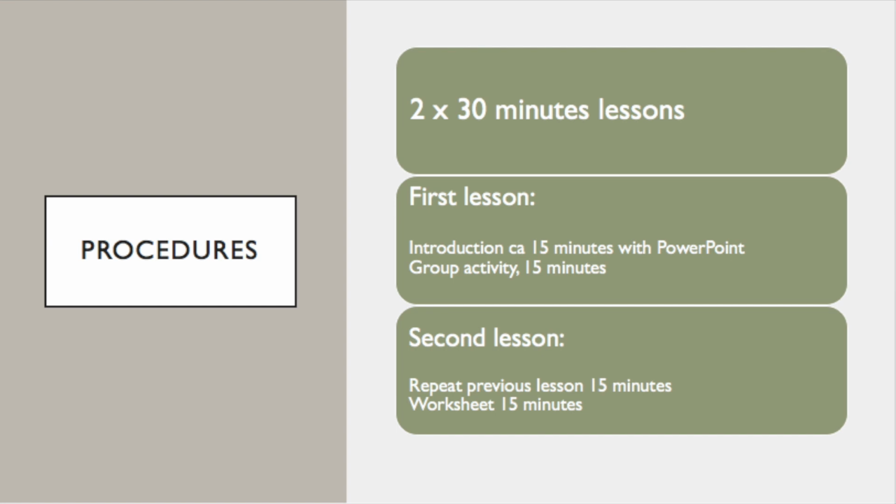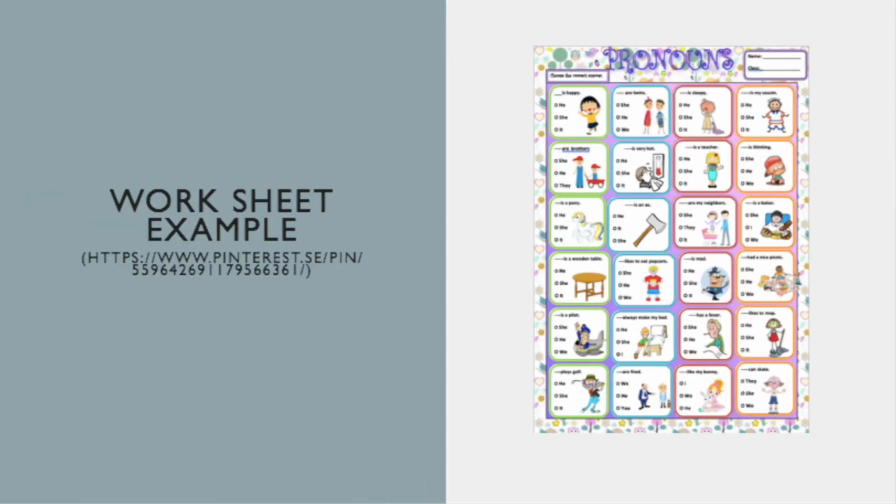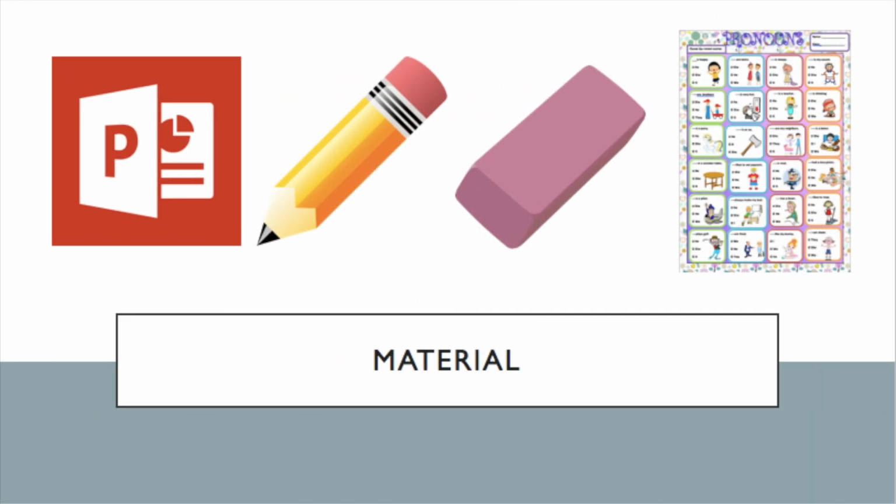In the last part of the second lesson, all the students will work on a worksheet in pairs, where they will write the correct pronoun by looking at the pictures on the worksheet. Thank you. The materials we will use are PowerPoint, pencil, eraser, and worksheet.